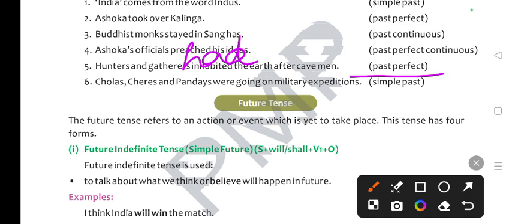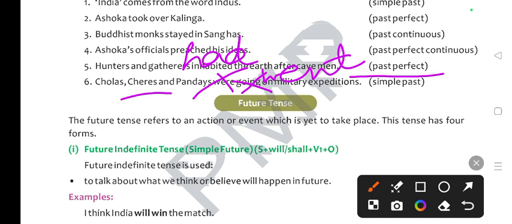Okay. Next is Cholas, Cheras and Pandyas. Simple past. Just remove were and then add went. Go, the past form of go is went. So went on military expedition. Expedition is a kind of journey for some purpose.